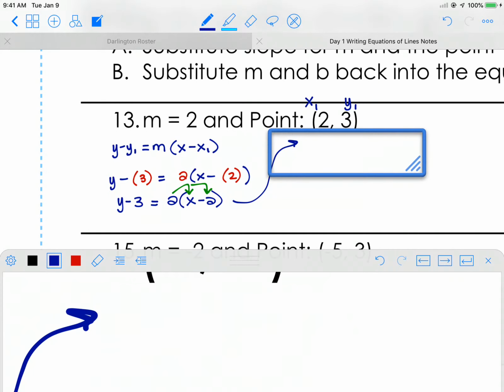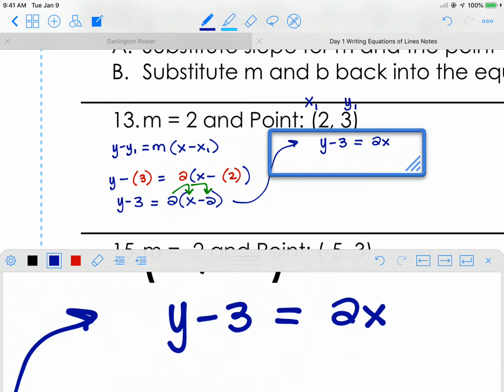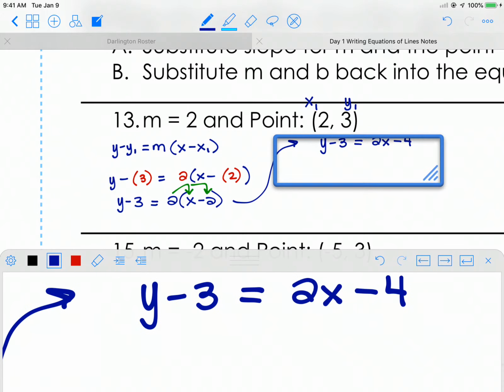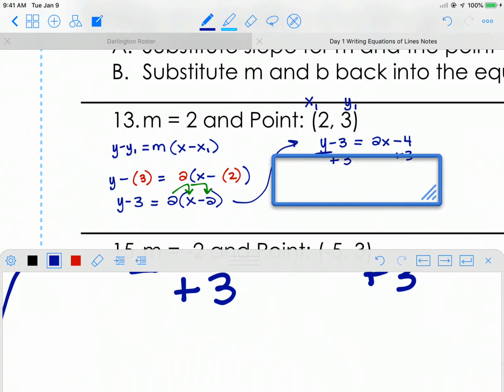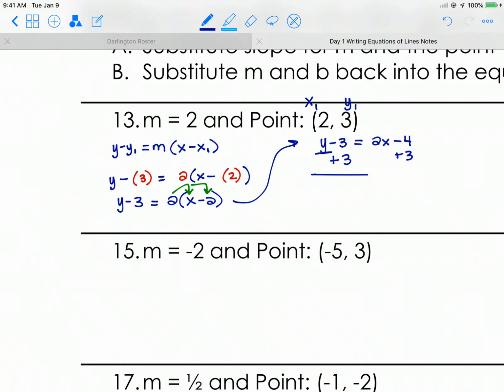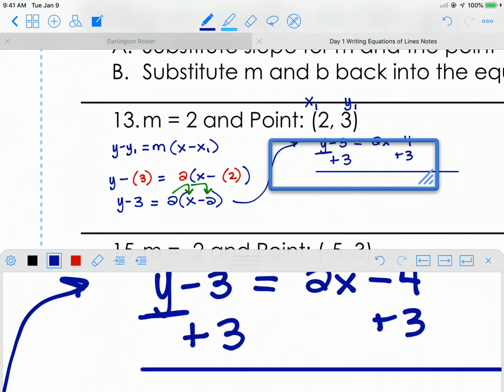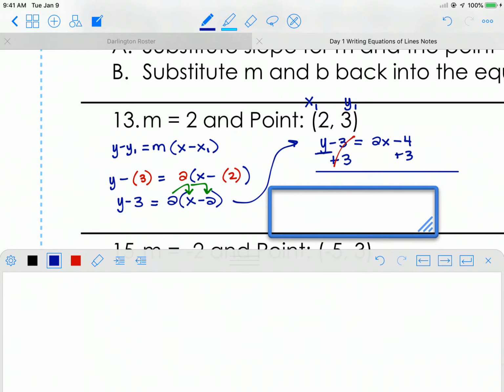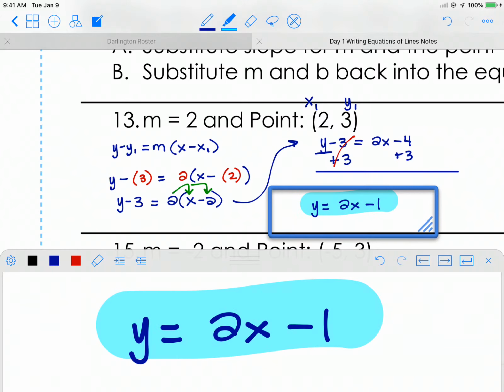Okay. So I get y minus 3 equals 2x minus 4, because 2 times x is 2x, and 2 times negative 2 is negative 4. One more simple step and we're finished. Because we're trying to isolate this y, we're going to add 3 to both sides. The 3's cancel on the left, leaving me y equals 2x minus 1. And that's the equation of my line.